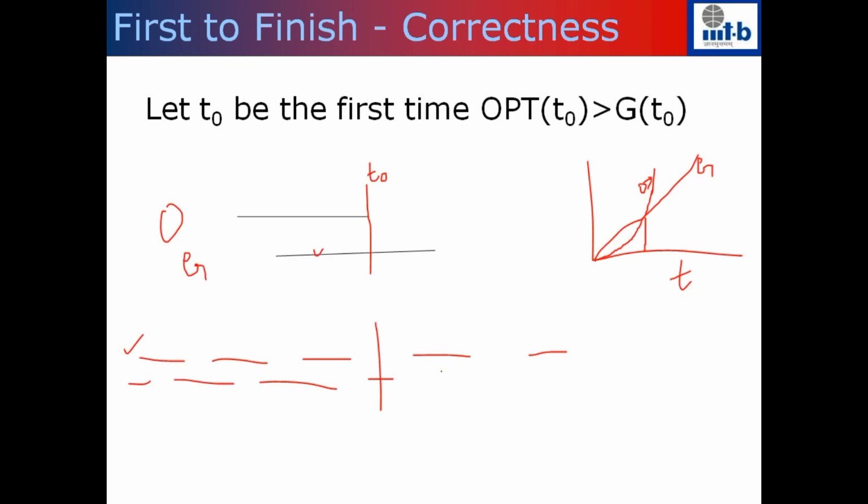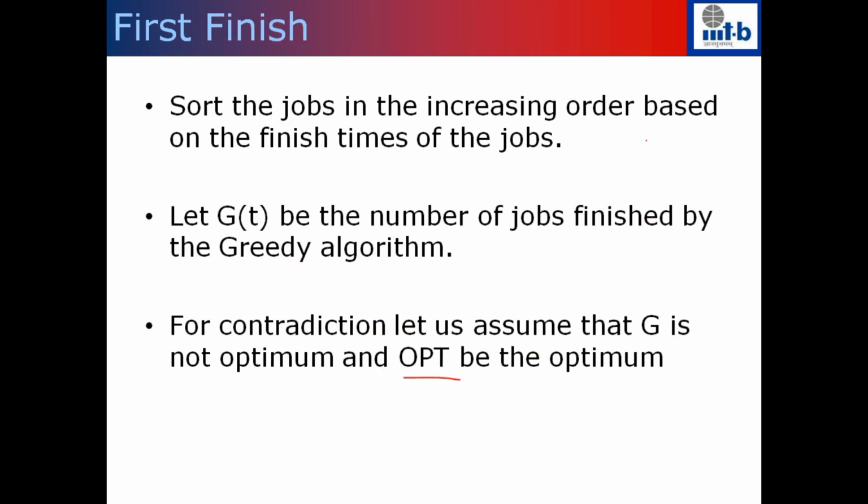This contradiction has happened because we assumed that there exists a time T0 where the number of jobs done by the optimum is strictly greater than the number of jobs done by the greedy algorithm. So this cannot happen. So if you sort the jobs based on their finish times and assign them to machines, remove the jobs which conflict with that, and continue this process, what you get will be an optimum solution.